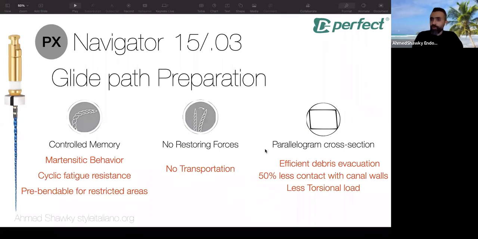No restoring forces. So it doesn't spring back, no transportation in this critical step of glide path. And it has a very nice cross-section, the parallelogram cross-section. This means that not all the blades are touching the root canal. This means that I have spaces for efficient debris evacuation. Only 50% of the instrument is in contact with the canal wall. So we have less torsional load. This means that the stresses on the file are less. And of course, with a parallelogram cross-section, the file glides like a snake inside the root canal.